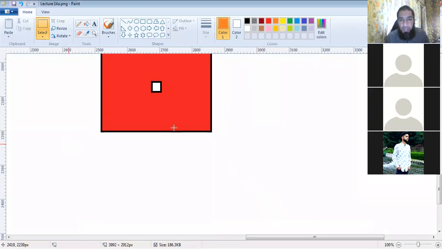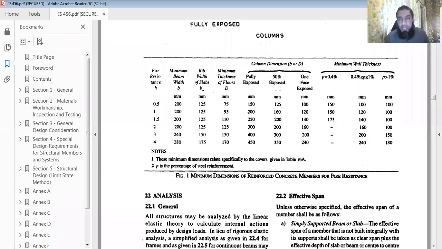In all these cases, what is the column dimension that is to be taken? This is the minimum column dimension, B or D. Now, B or D, whichever is giving the designation, does not matter. It's the least minimum column dimension. It has to be fire resistant.